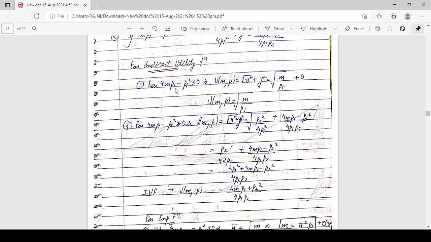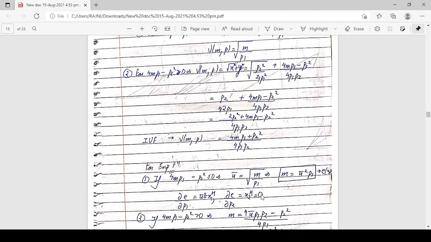So if 4m p1 minus p2 square is less than or equal to 0, the demand for x will only be there, and the demand for good y will be equal to 0. In that way, the indirect utility function will be root of m upon p1, which will be this. And if 4m p1 minus p2 square is greater than or equal to 0, then for the indirect utility function, we will be putting both the quantities of x and y into the utility function that we already have. And by simplification you can obtain the indirect utility function, which is this.